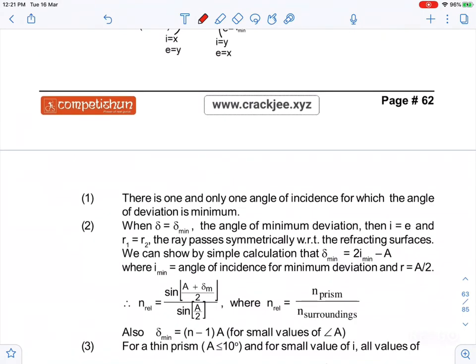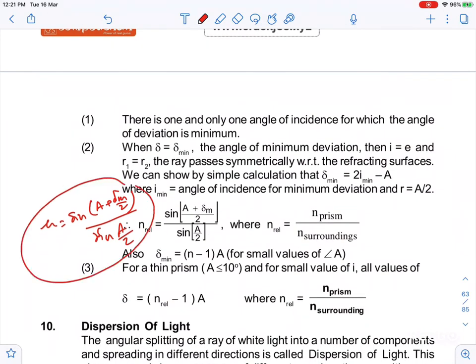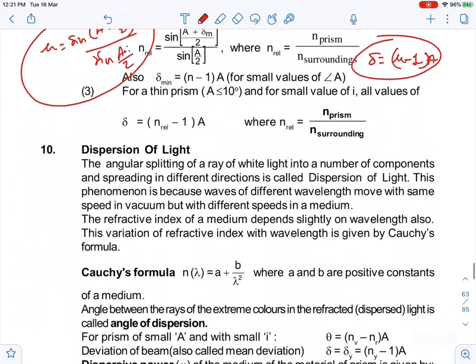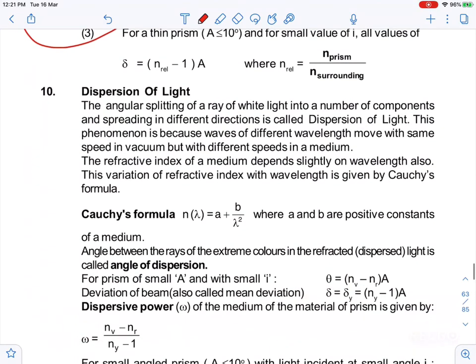And in case of minimum deviation, keep this graph in mind, they have asked one graph once. In case of minimum deviation, mu can be written as sine of (A plus delta m) by 2 upon sine of A by 2. This formula you can directly use. And for a thin prism, mu minus 1 into A you can write.